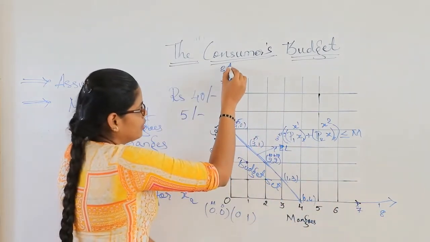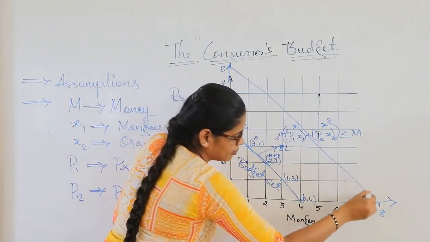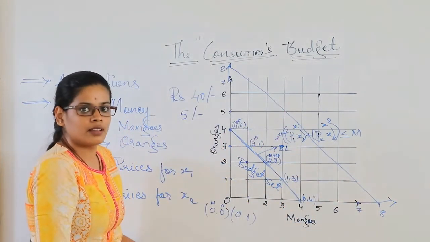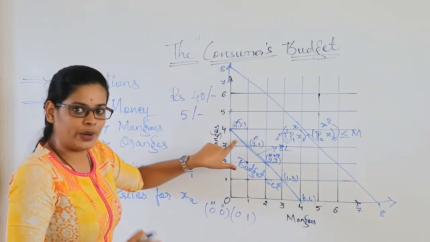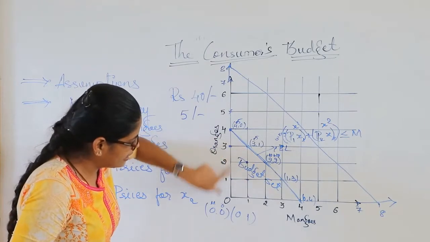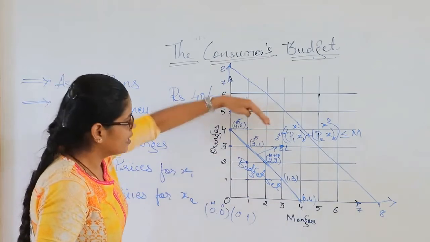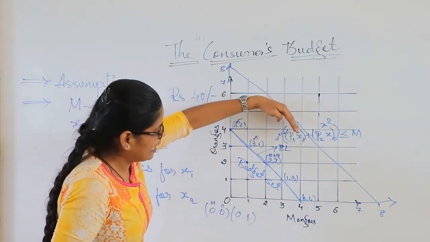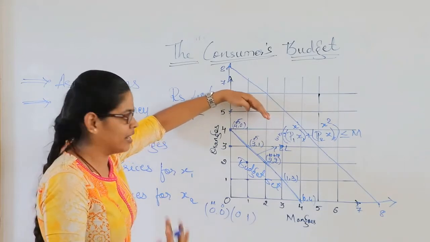So now his budget line will be this. You understand, right? Before, when the budget was 20, he could have bought all those goods which are falling in this area. But when we have set his budget to 40 rupees, now you can see the area has enlarged. Okay, it has been increased.